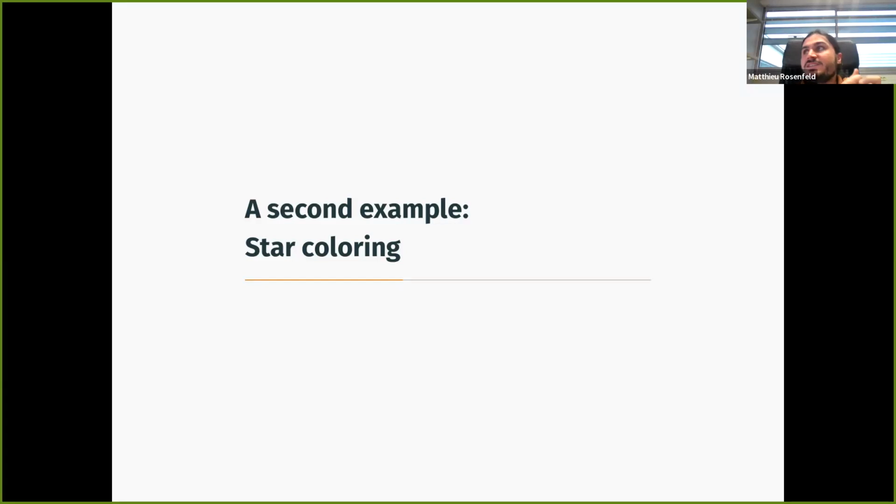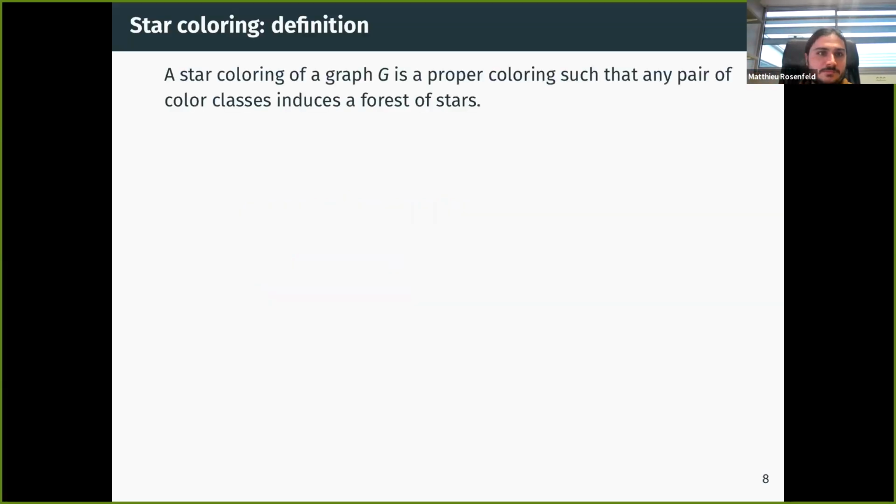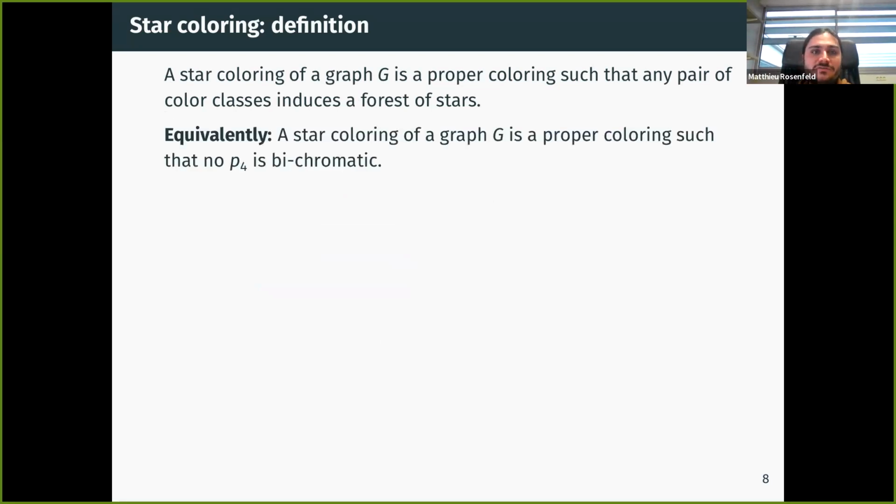So let me try to apply the same technique to a second example, which maybe is not the most interesting example by itself, star coloring, but this is a good example of how to apply the technique. So let me first remind the definition, because I suppose not everybody is familiar with it. One way to define it is to say a star coloring of a graph G is a proper coloring such that any pair of color classes induces a forest of stars.